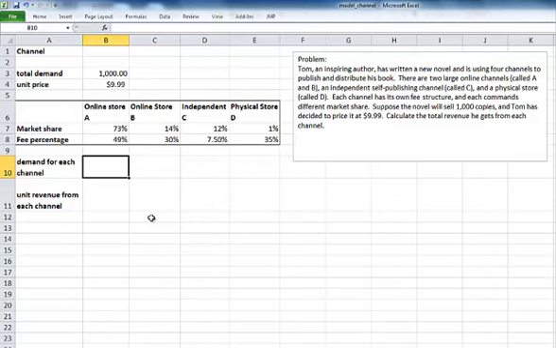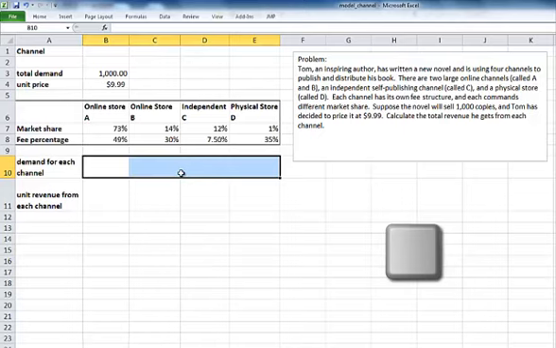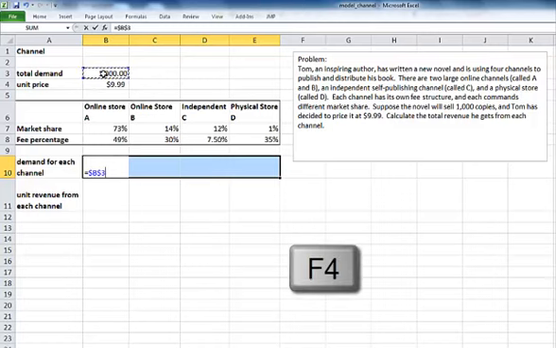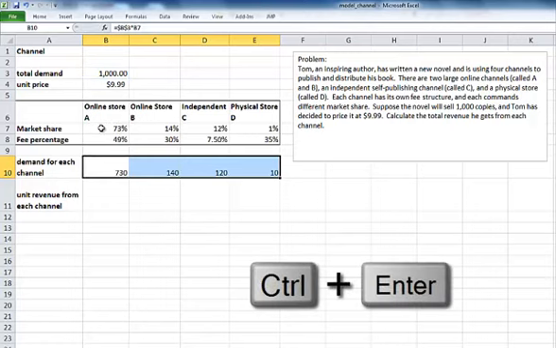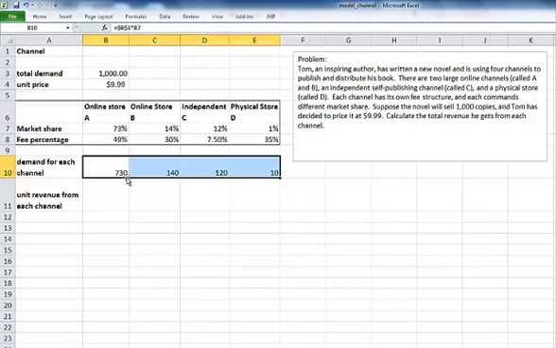Now demand for each channel would be the total market multiplied by the market share here. So we could use absolute referencing to do that in one scoop. Select all the 4 cells, equal to total market, which we absolute reference, and then times each market share. Control Enter. So that's how many copies will be sold through each channel.